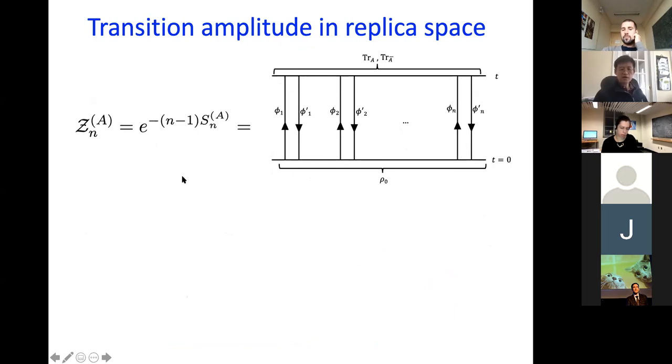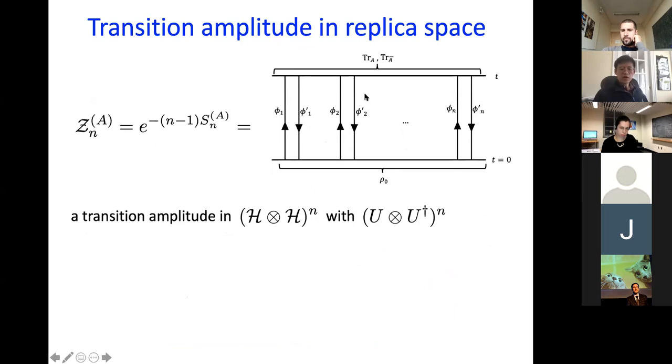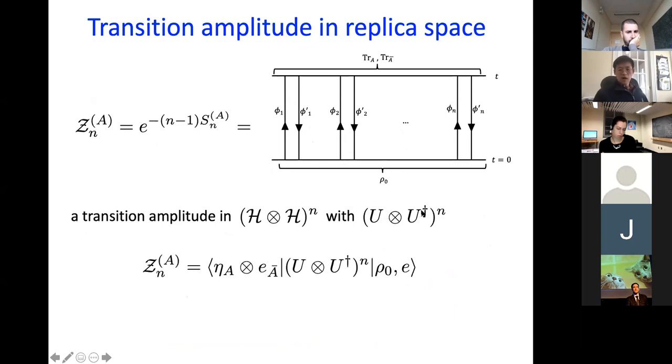Again, this is the heuristic way to write this path integral, and you can view this as a transition amplitude in the 2n copies of your Hilbert space, with the unitary evolution operator given by U times U dagger. You can mathematically write a precise form as a transition amplitude in these 2n copies of the Hilbert space, by defining an initial state using rho 0, and then the trace defines the final states. Now let me quickly tell you how we define those states.